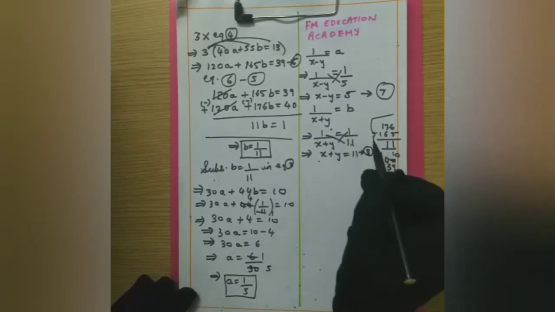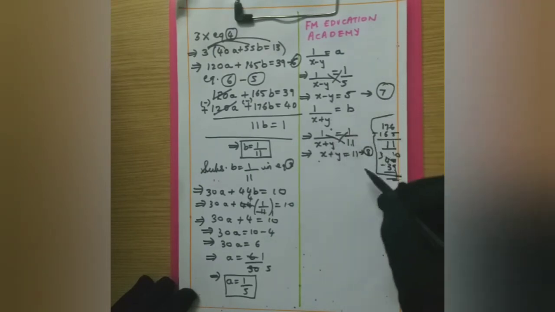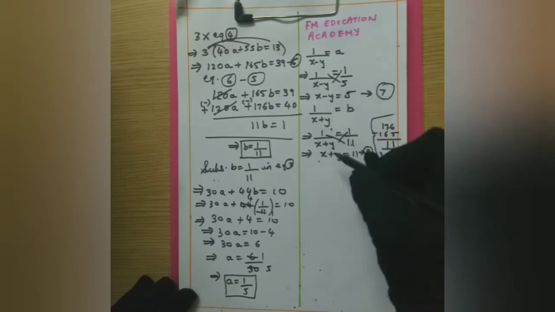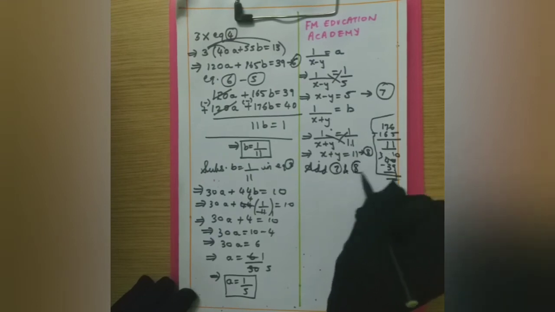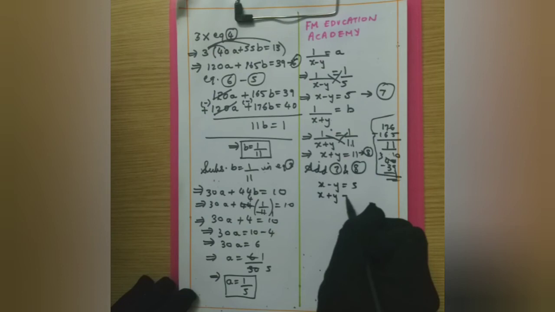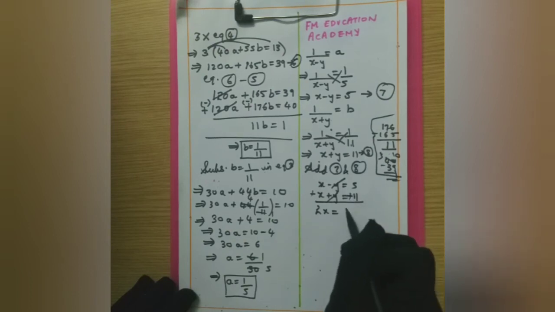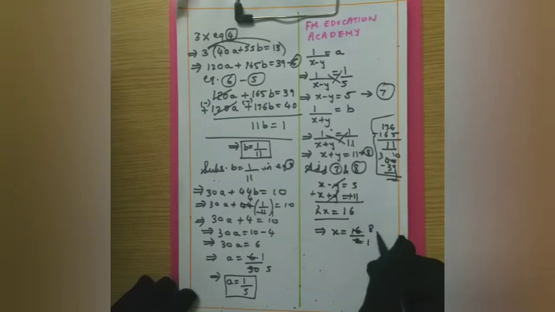Now observe the 7th equation and 8th equation. Here I have minus y, here I have plus y. If I add 7th equation and 8th equation, both can get cancelled because signs are opposite here. One is minus, other is plus. So add 7th equation and 8th equation. So I have x minus y is equal to 5. That I'll write. And then I'll write the 8th equation, that is x plus y is equal to 11. Plus y and minus y will get cancelled. Here I have plus, so x plus x is 2x. And here also I have plus, so 11 plus 5, 16. 2x is equal to 16, so x is equal to 16 by 2. 2 ones are 2. 2 8s are 16. I got the value of x as 8.